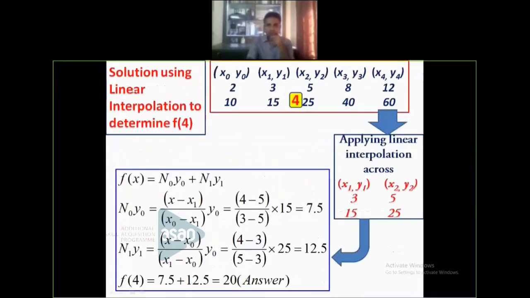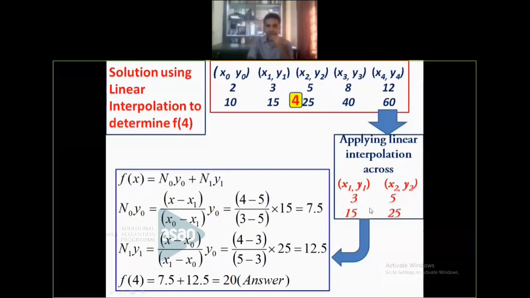Now, let us say I'm trying to apply linear interpolation to this. Sometimes for exams, they might give you 2 sets of data and ask you to find a value in between. So here, I'm just taking out this pair, 3, 15 and 5, 25. 4 lies between them. So why can't I have a linear interpolation between these 2 data sets?